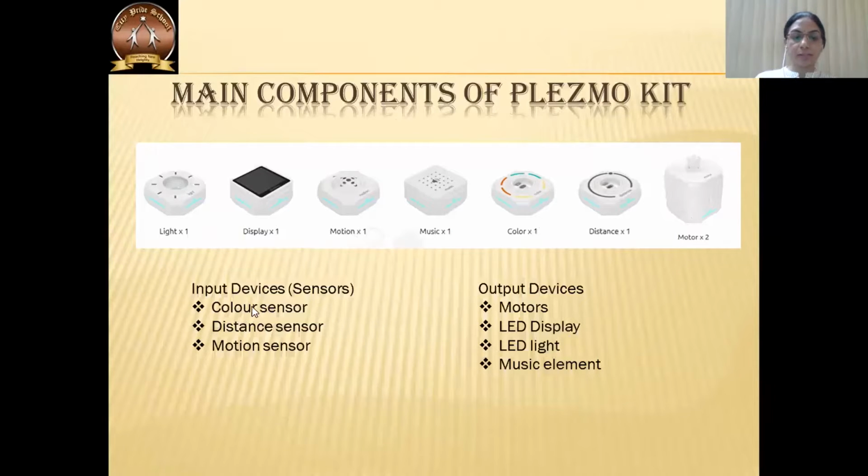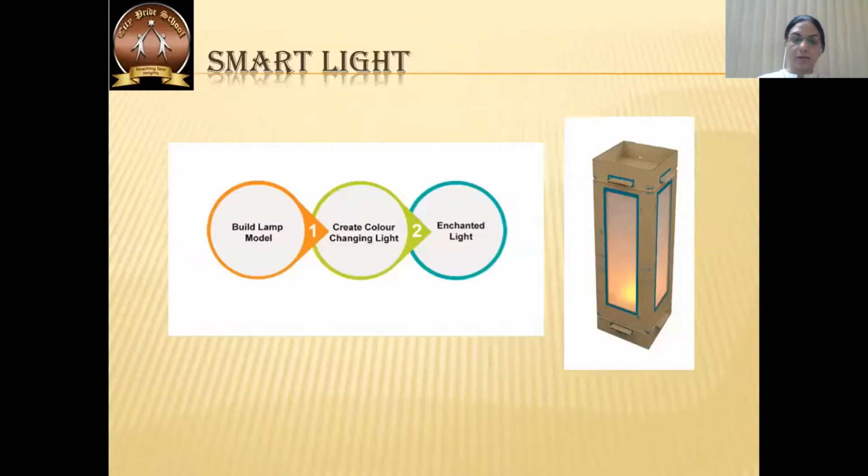So input devices, sensors are generally called input devices because they give some kind of command or some kind of information to the robot to act accordingly. So color sensor, distance sensor, and motion sensor come under input devices, and motors, display, light, and music elements come under output devices. So now our first project, we are going to start by making a smart light.